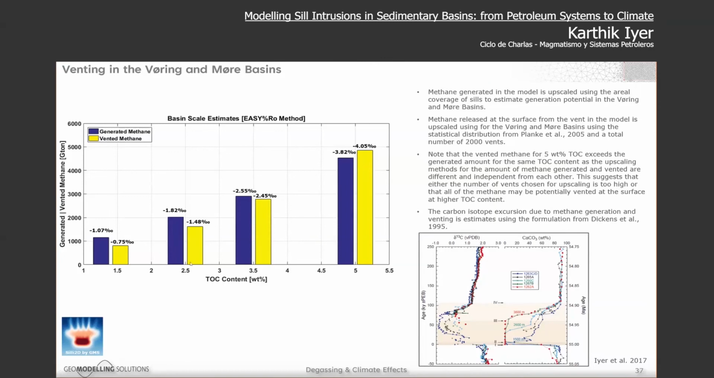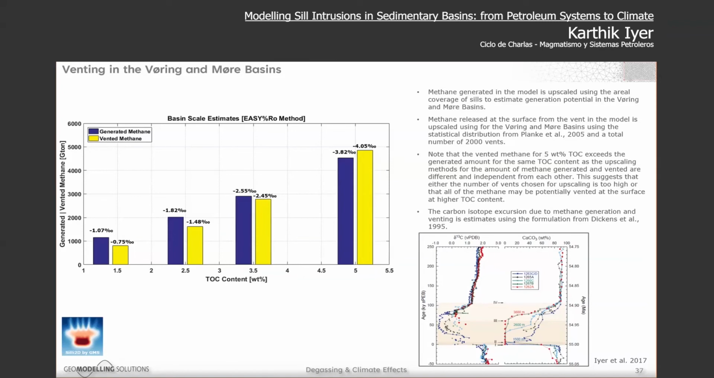But the takeaway is that you need TOC contents somewhere here, 4 to 5%, to drive a negative 3 per mil excursion. And that's using the Easy%Ro method. This is a very simplified method where we say anything with maturity over 1, 85% of the TOC gets transformed, or the carbon in the rock gets transformed, to methane.